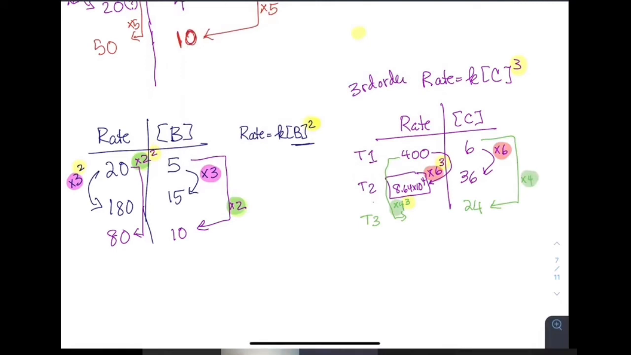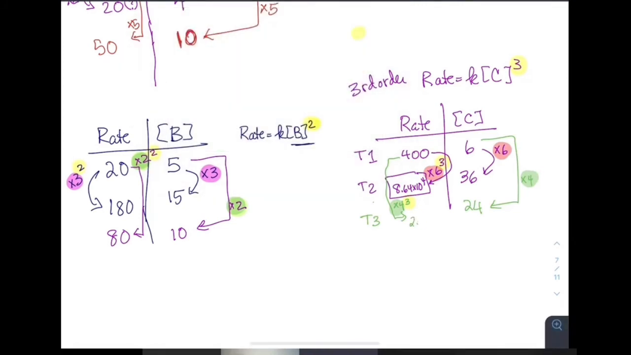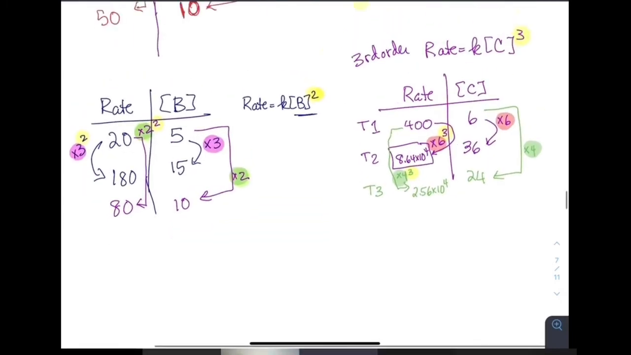And so let me calculate that. 400 times 4 cubed. Oops, I didn't do that right. Again, let me put it in scientific notation. I get 2.56 times 10 to the 4th. So recognizing those patterns is important.